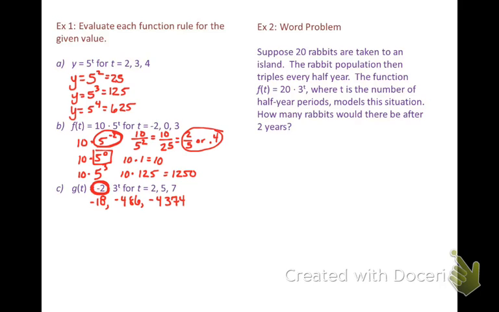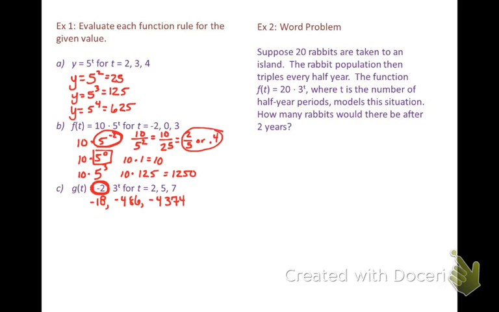Yes, like death. All right. Suppose you have, this is going to be growth. Suppose 20 rabbits are taken to an island. The rabbit population then triples every half a year. Wow. That's how, yes. Wow. They do that. Rabbits are very prolific. They love to breed. Okay, let's get off the subject.